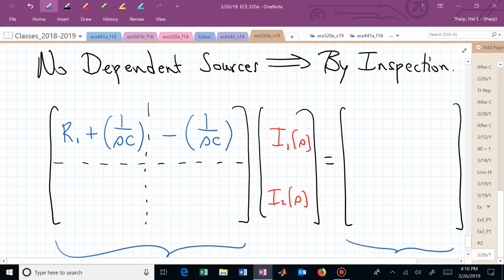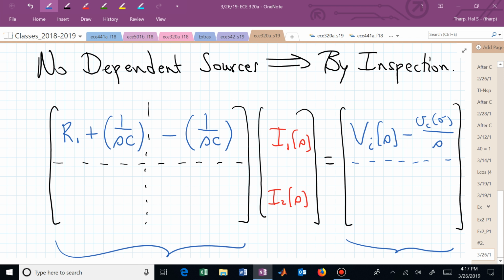What did we say was on the right-hand side? Two voltage sources: capital V sub I and the voltage source associated with the capacitor. V sub I enhanced I1, so we'll write that as V sub I of S with a positive sign. And the initial condition, it opposed I1. This would be minus V sub C of 0 minus over S. By inspection, we wrote down that top row in this first equation.